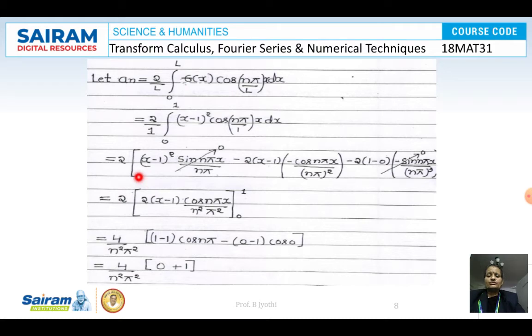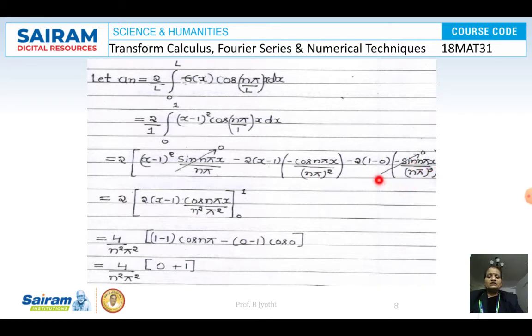That is 2 times (x minus 1) whole square into sin n pi x by n pi, minus 2 times (x minus 1) into minus cos n pi x by n pi whole square, minus 2 times the derivative of x minus 1, that is the second time. This one, if you differentiate, it is 2 times (1 minus 0) into integral of cos will be sin n pi x by (n pi) cube.